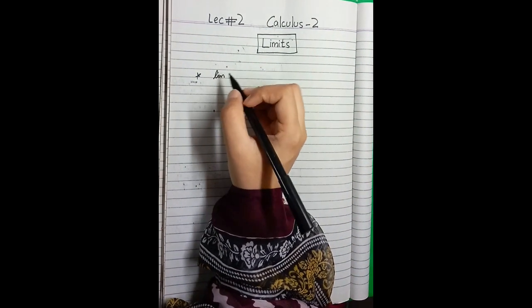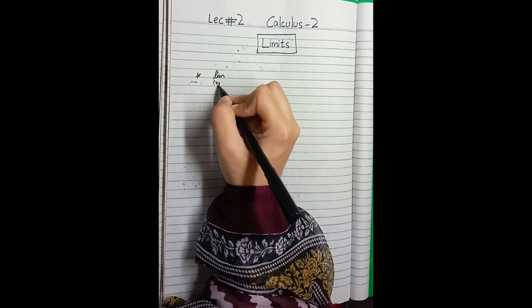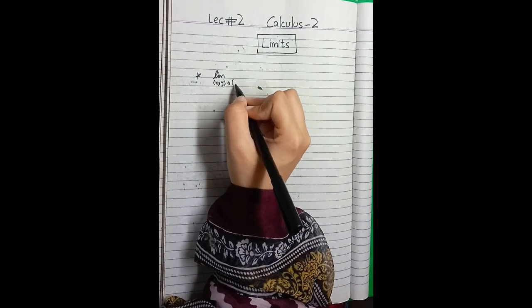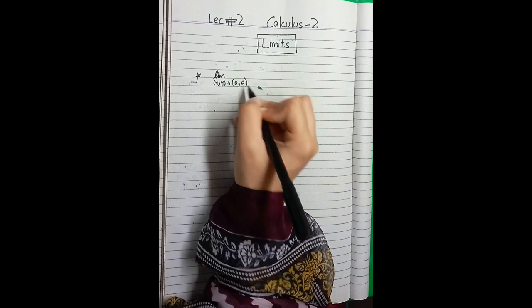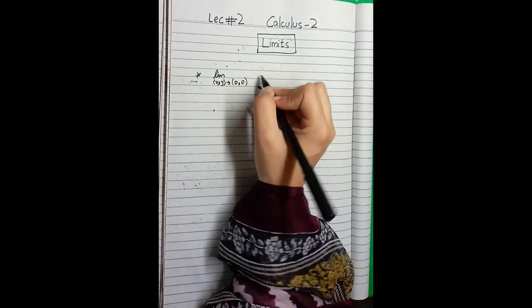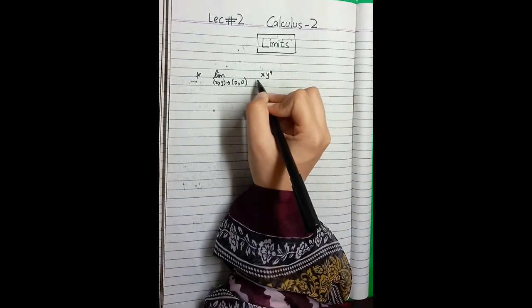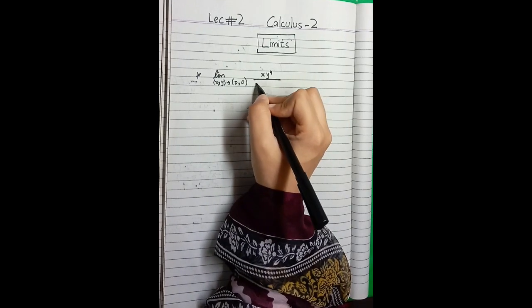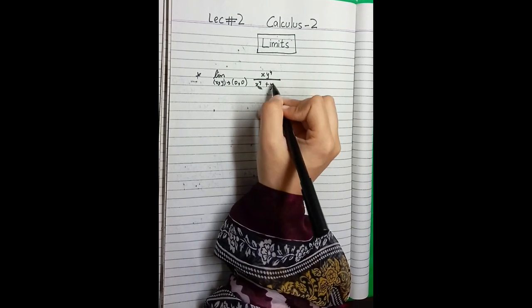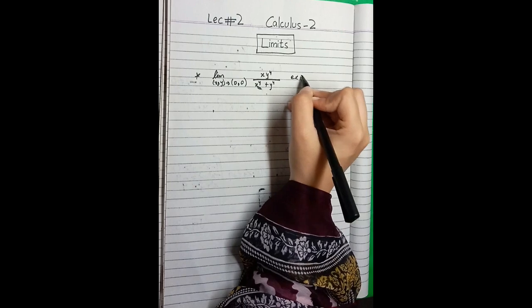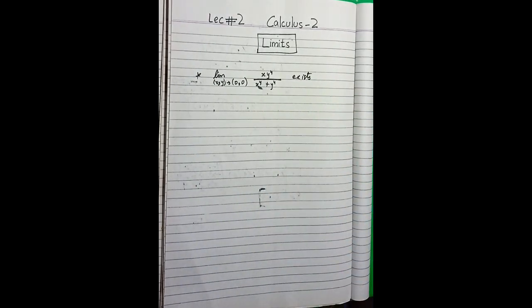limit of x and y, because in Calculus 2 we are taking two variables, approaching (0, 0), of xy^4 divided by x^4 plus y^4. Does this limit exist? We have to tell whether this limit exists or not.